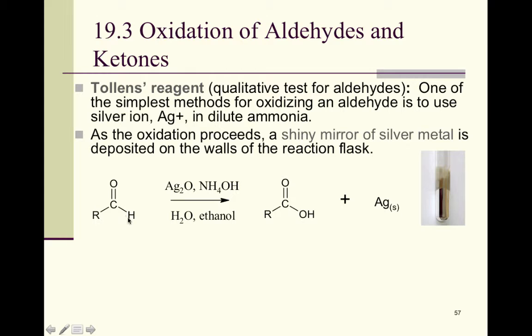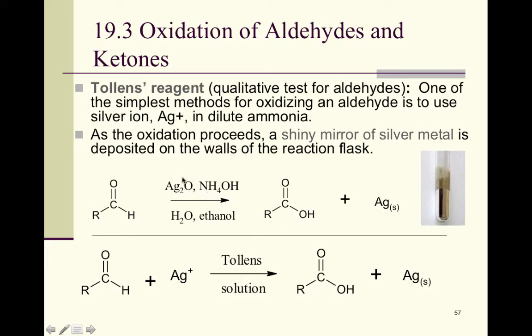So it's this hydrogen right here, the acyl hydrogen, that is going to be replaced with an OH group. It's going to make a carboxylic acid, but the other product is the solid silver, and that's what's deposited on the wall. So that is a qualitative test, or positive test, for aldehyde.